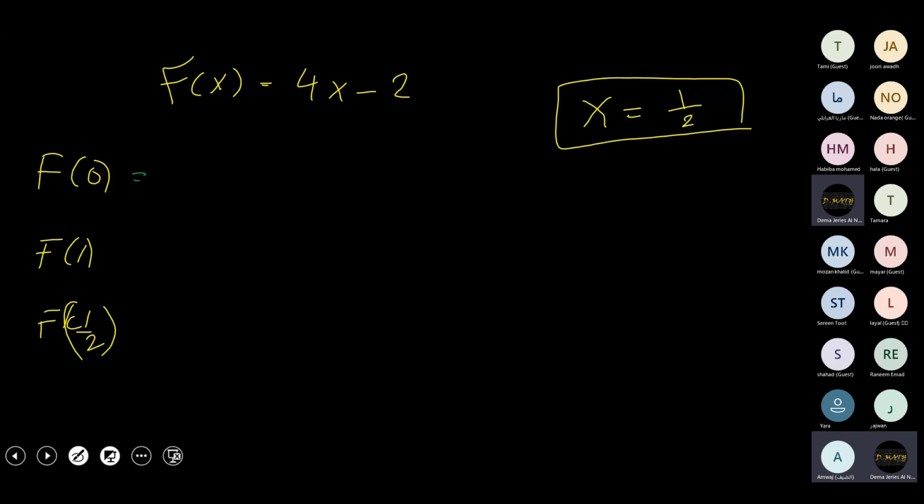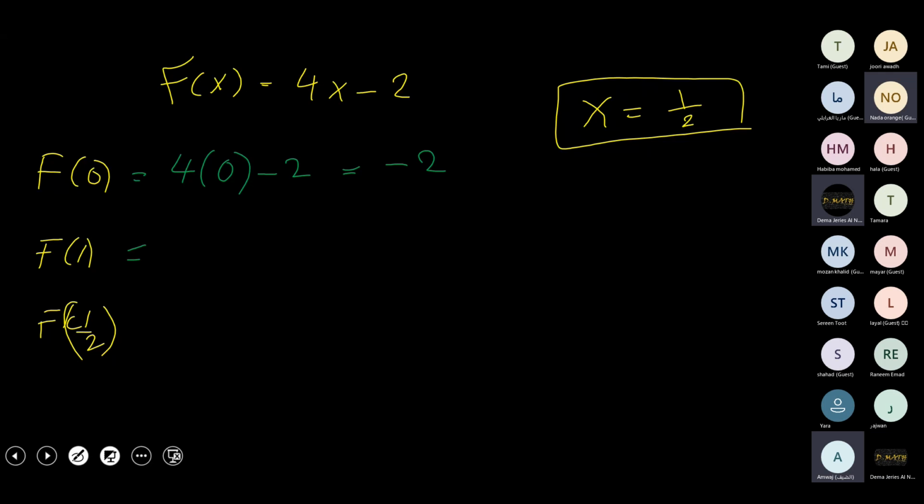No. I mean here, I will not ask you to find x. Here, f of 0 means the value of x is 0. So you will put 4 times 0 minus 2. Negative 2. Yeah. Now, Nada, can you find f of 1?